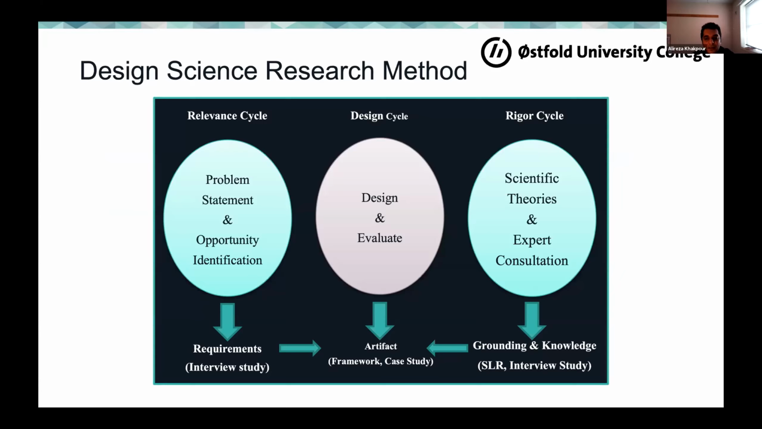Second comes the rigor cycle, in which some grounding and knowledge about the research topic is identified based on scientific theories and expert consultations. In this, we're going to conduct an SLR, systematic literature review, along with interview studies again. And third is to design and evaluate an artifact, which in this case is a framework. Finally, we're going to evaluate our framework with the help of case studies and with the help of our industrial partners of the project.